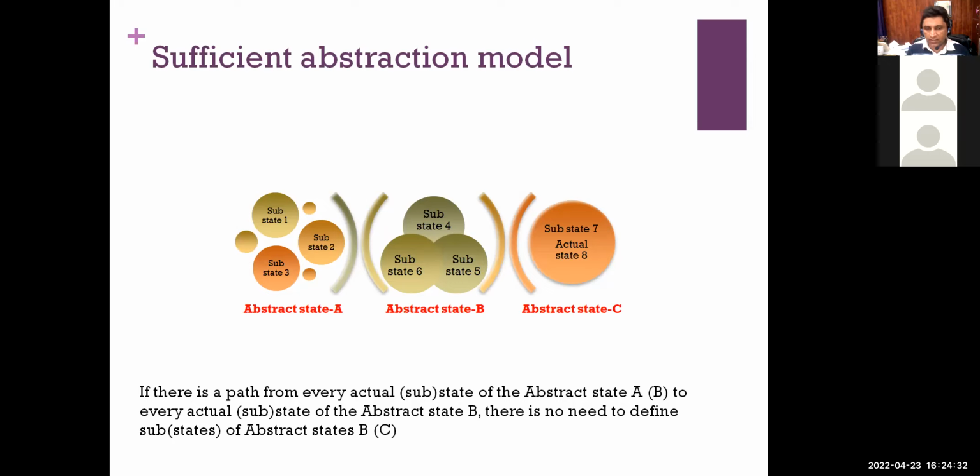Now, the rule is that if there is a path from every actual state, the substate, because an actual state is a completely detailed state, but we are not using actual states, we are using abstract states. So if there is a path from every actual substate of the abstract state A to every actual substate of the abstract state B, then there is no need to define substates. That means there should be a path from every substate to reach there. And if the action that we are writing between these two states is not impacted by the description of the substates, then I do not have to give those details. So this is called the sufficient abstraction model, where you have achieved sufficient abstraction without giving too many details, but also a valid abstraction, which is required for describing the actions taken to reach my goal state.